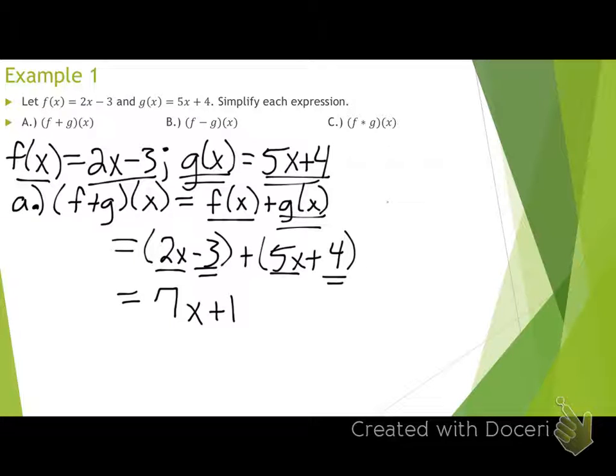Is there any other simplifying I can do here or combining like terms? Nope. Here's f plus g of x. That's it. Pretty easy? We need the equals. Yeah, go and put equals. Questions? Confusion? Anything I need to clear up?